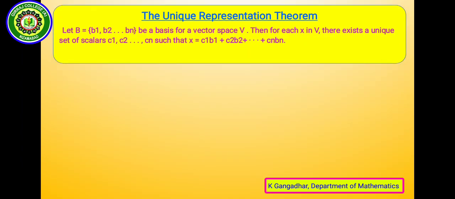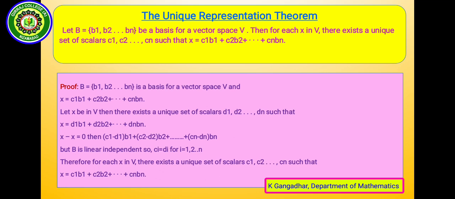the unique representation theorem. The theorem statement: let B equal to {b1, b2, so on bn} be a basis for a vector space V. Then for each x in V, there exists a unique set of scalars c1, c2, so on cn, such that x equal to c1 b1 plus c2 b2 plus so on plus cn bn. So the vector x can be expressed as a linear combination of the vectors b1, b2, so on bn in a unique way. So proof of the theorem.